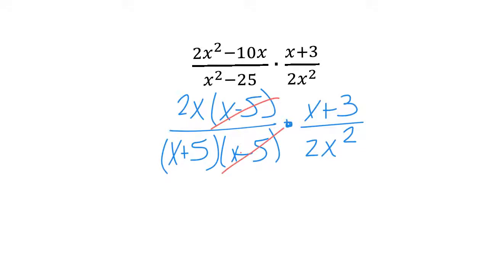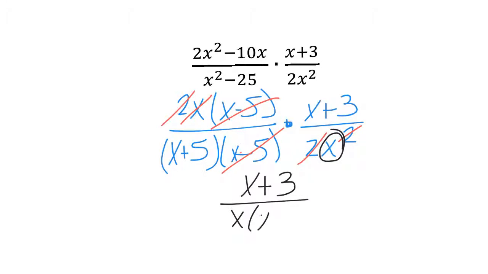X minus 5 divides out. The 2 divides out, and one of the x's divides out. So what I'm left with on the numerator is x plus 3. And in the denominator, I'm left with this little x over here times the x plus 5. And I don't need to multiply it back out. I can leave it in factored form.